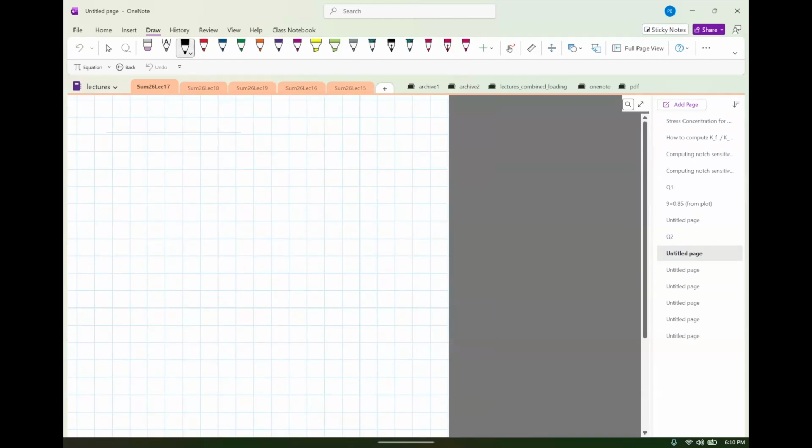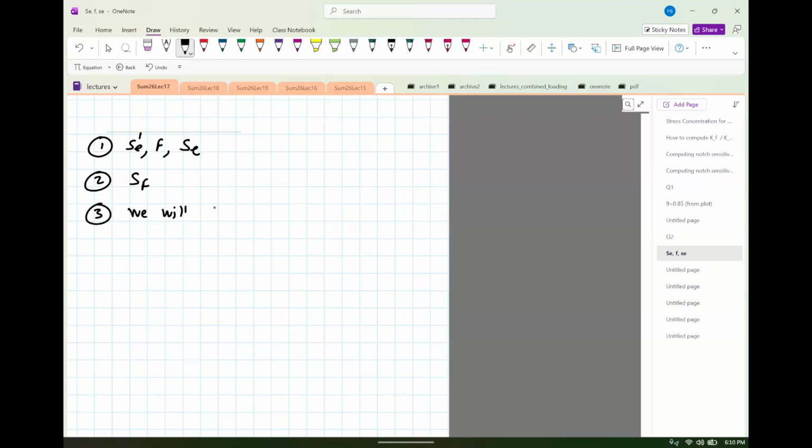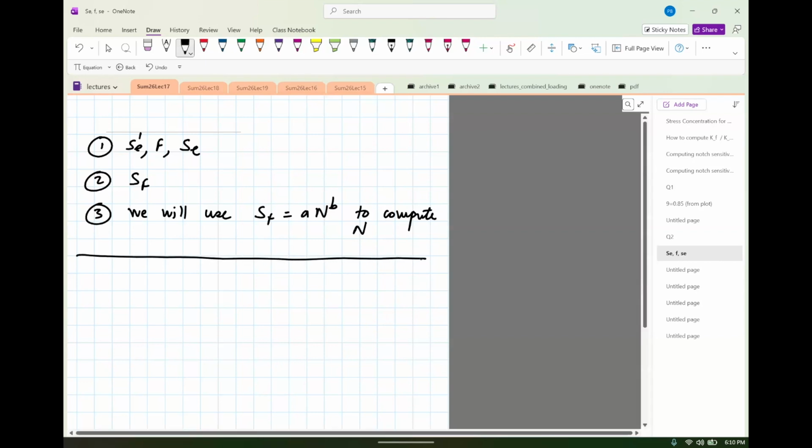So first, we'll compute SE prime and consequently SE. And the second step, we'll compute SF. And then finally, we'll use this formula SF equals A n raised to B to compute N. So this is our methodology. Let's see how to compute the first step.